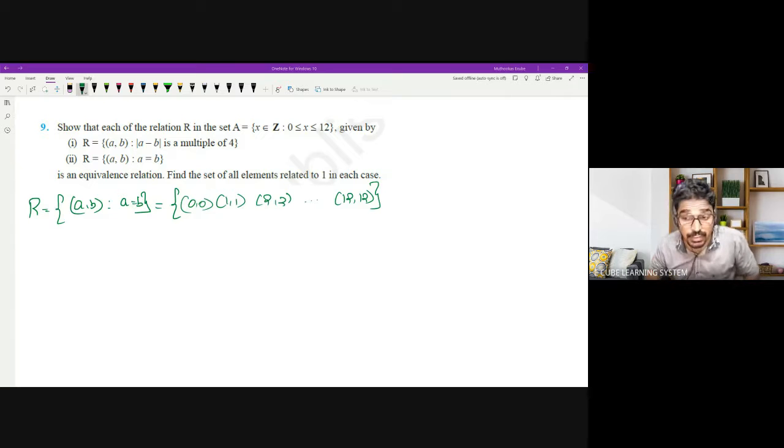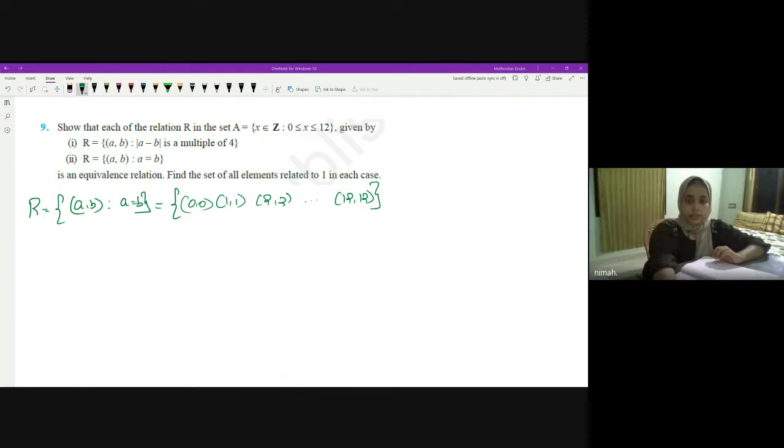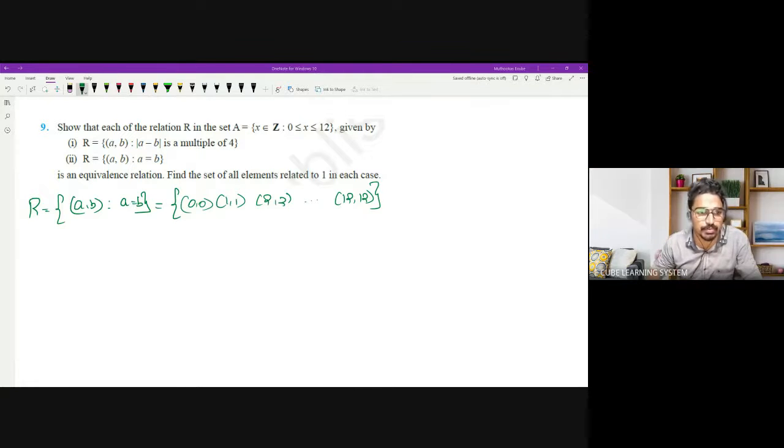A relation will not be symmetric if we can show that there is an (A, B) in the relation, but there is no (B, A). Only if we get such an example can we say it is not symmetric. Otherwise, it will be symmetric. Clearly, it is symmetric. And Nima, what about transitivity? It is transitive. Why? There is no example which violates it. It's symmetric as well as transitive. We should write that it is an equivalence relation.